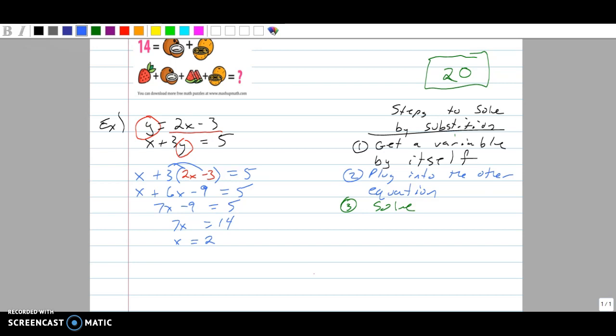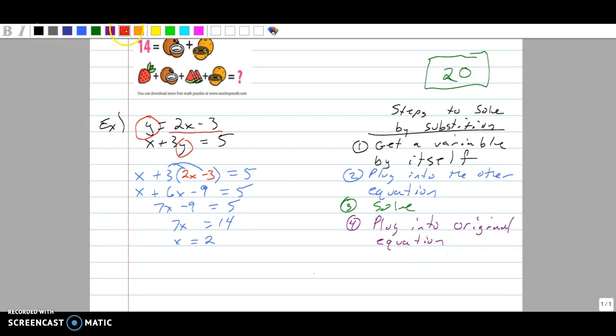Great! x is 2. So what? Well, that's what's next. Next thing is we're going to... So now that we have x is equal to 2, we're going to plug that into the original equation.